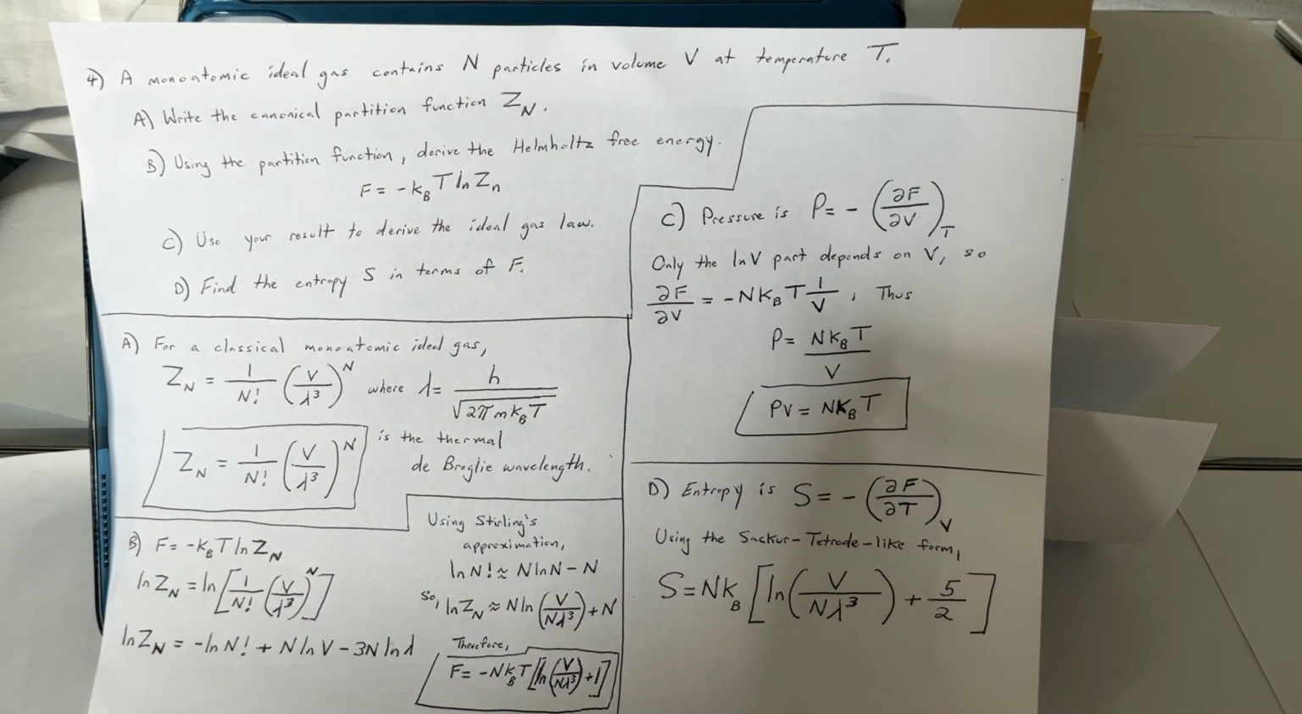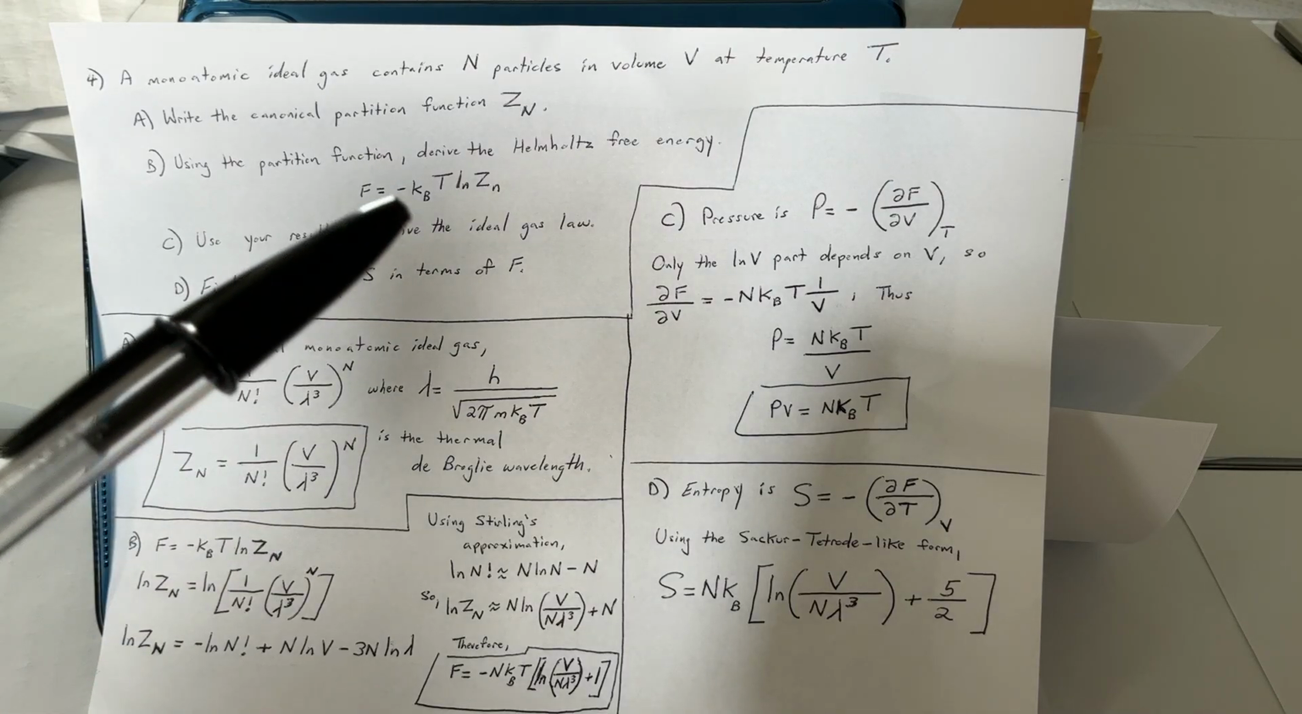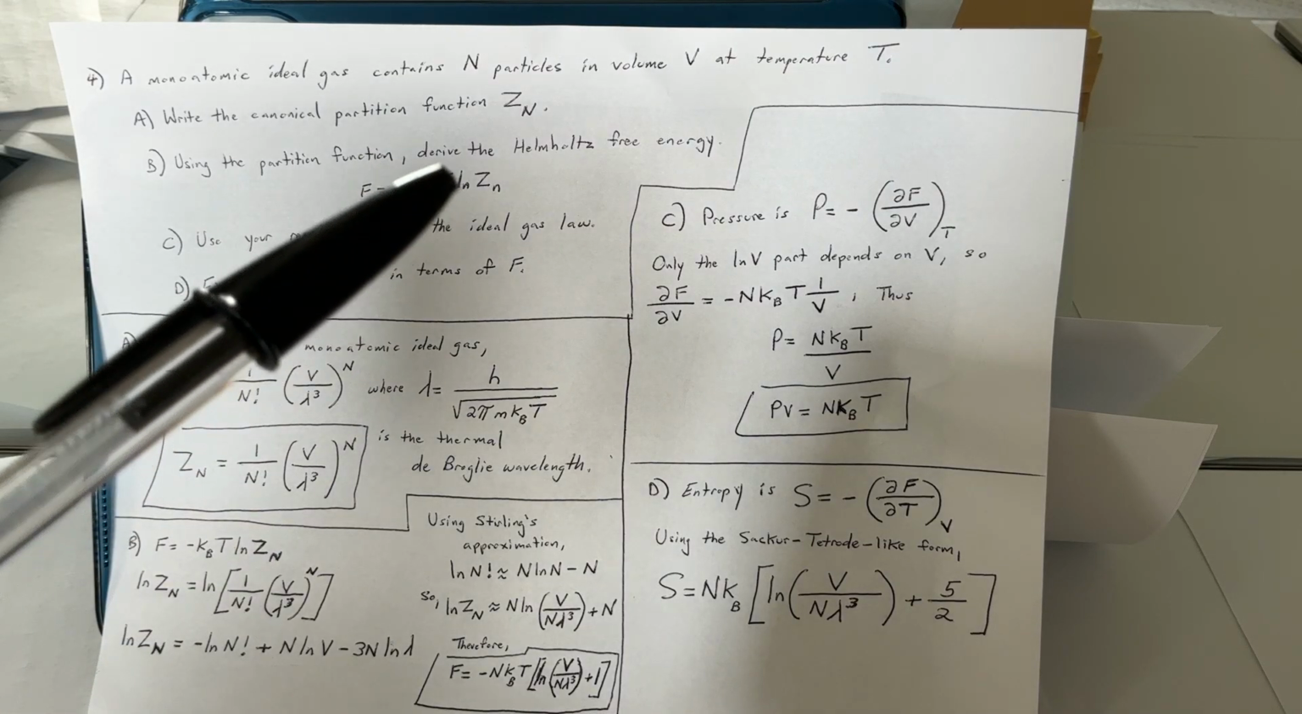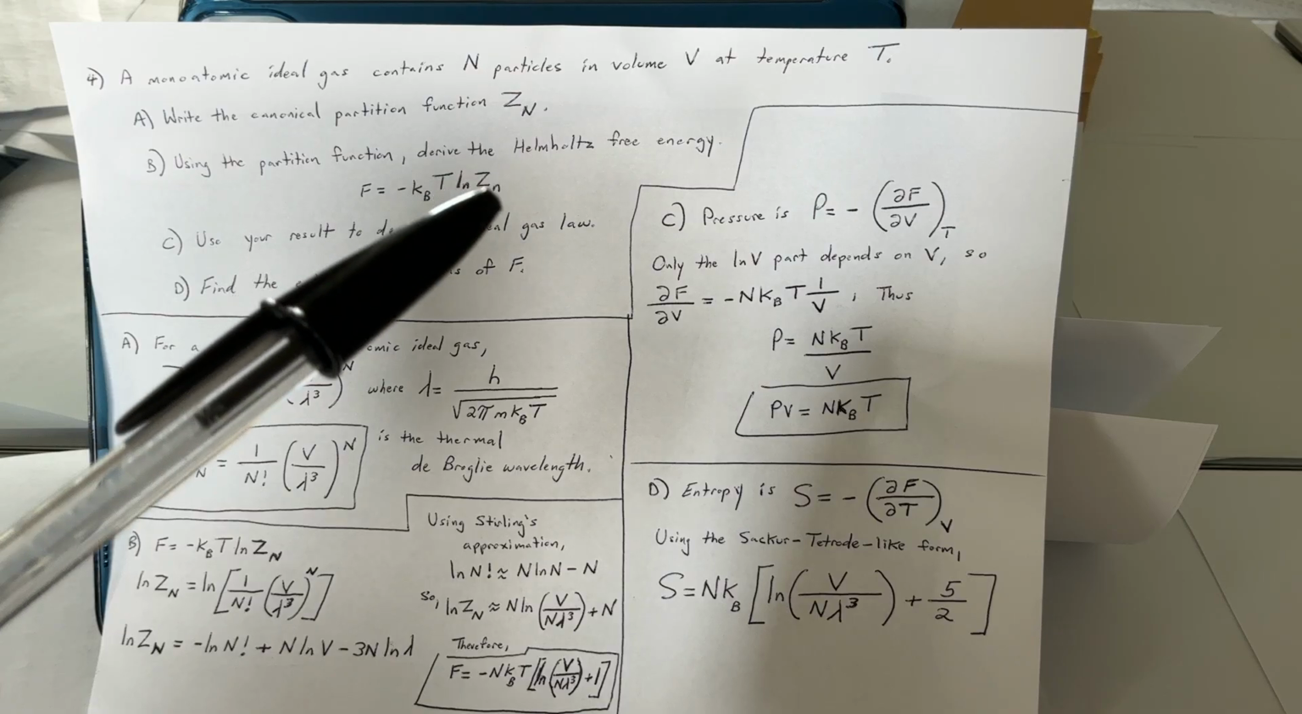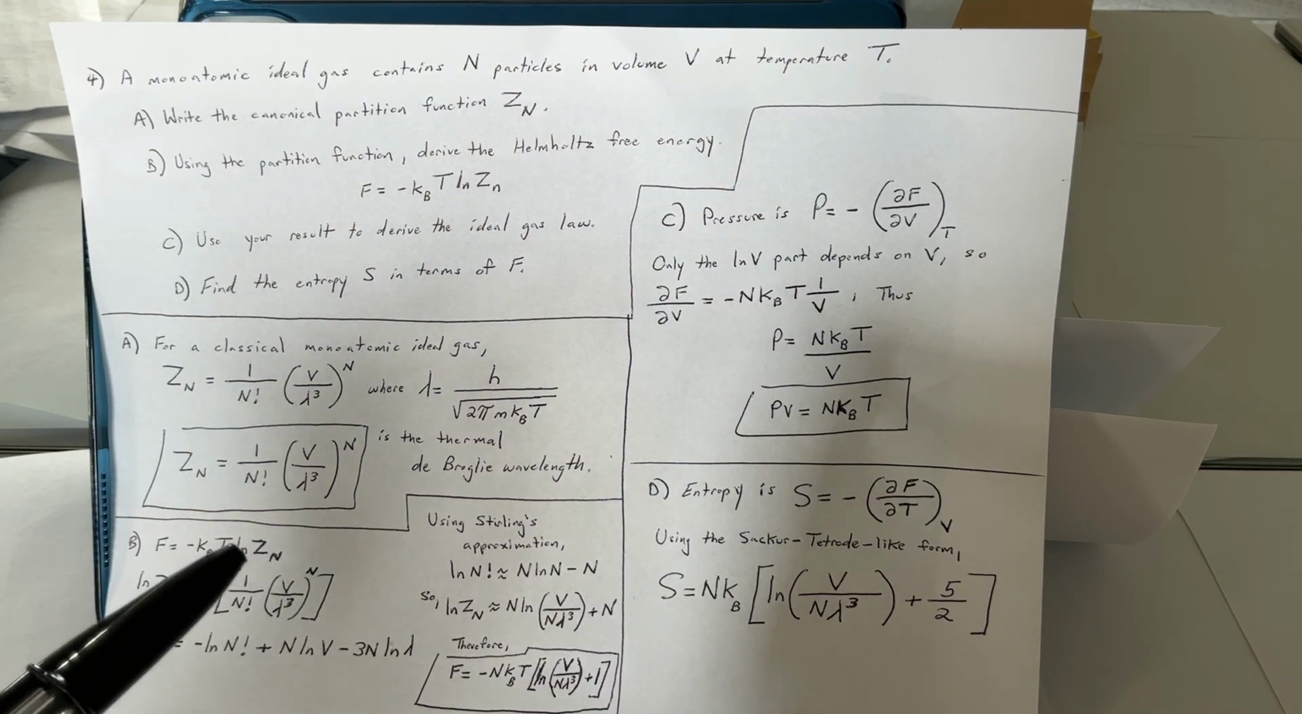Letter B, using the partition function, derive the Helmholtz free energy. We're given F for that is negative k_B times T times the natural log of Z_N.